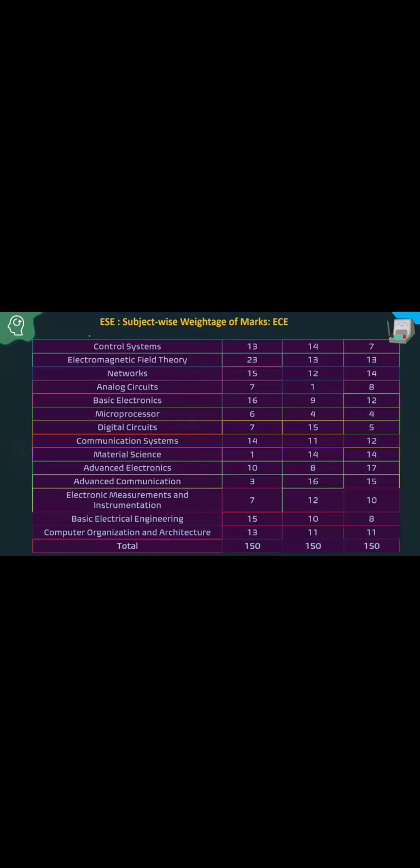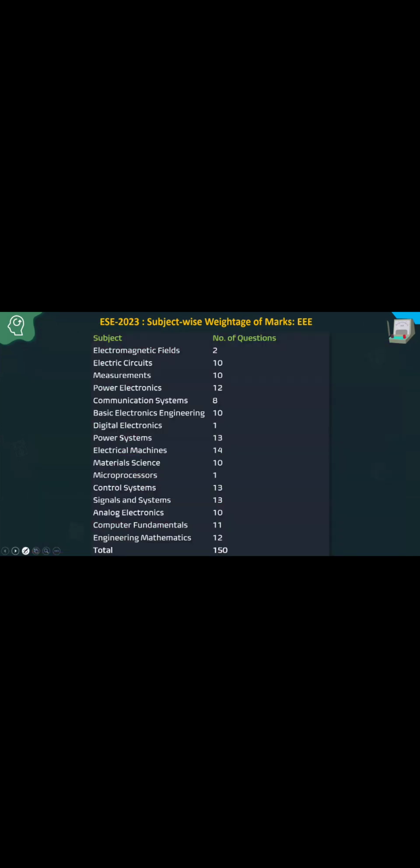This is the subject-wise ESE weightage, please go through this one. I took this slide just so we get some idea of what weightage is asked in the GATE exam and ESE exam for various subjects. For that reason only I selected these slides. I will share this PPT. Please go through this. And this is the triple ESE weightage for various subjects.